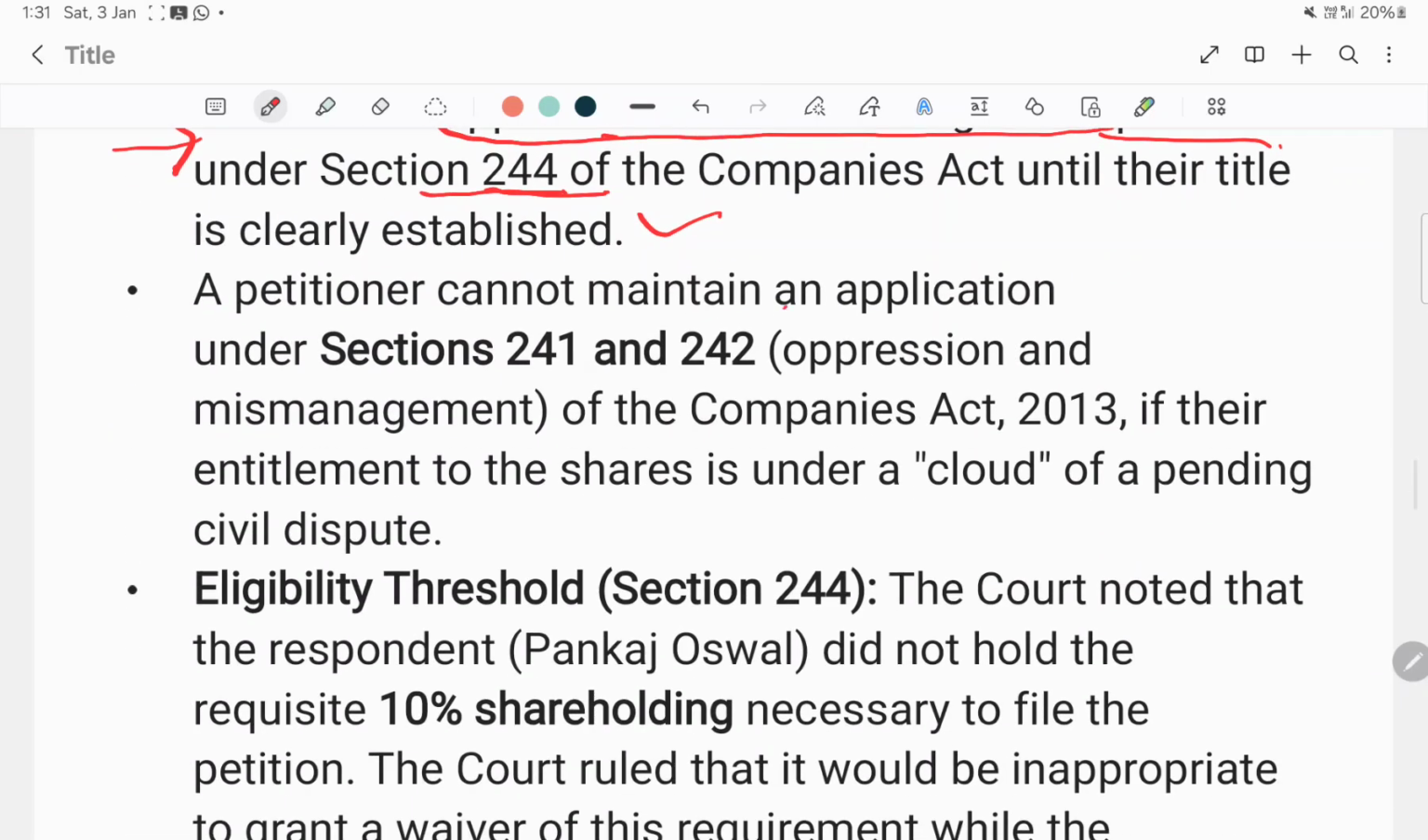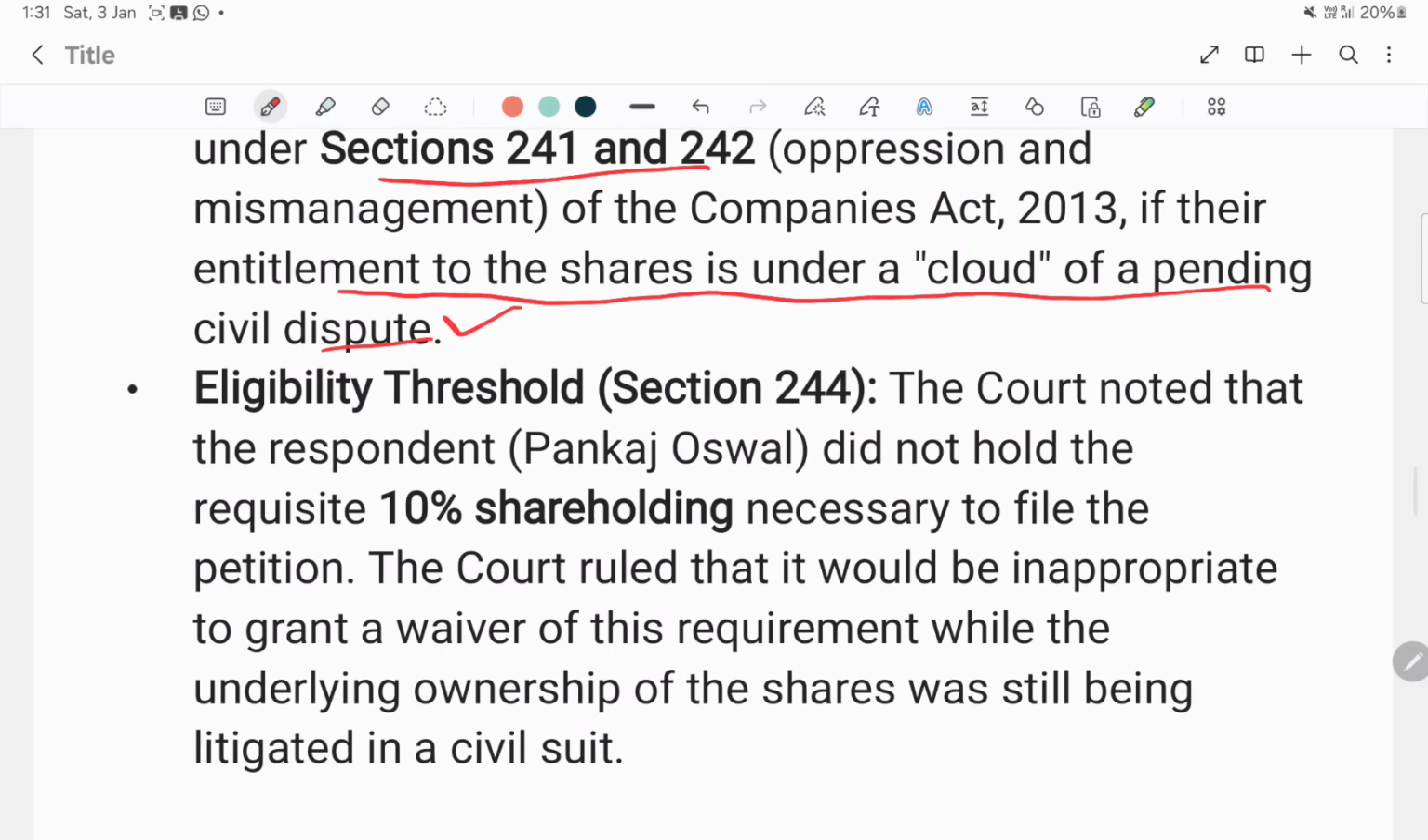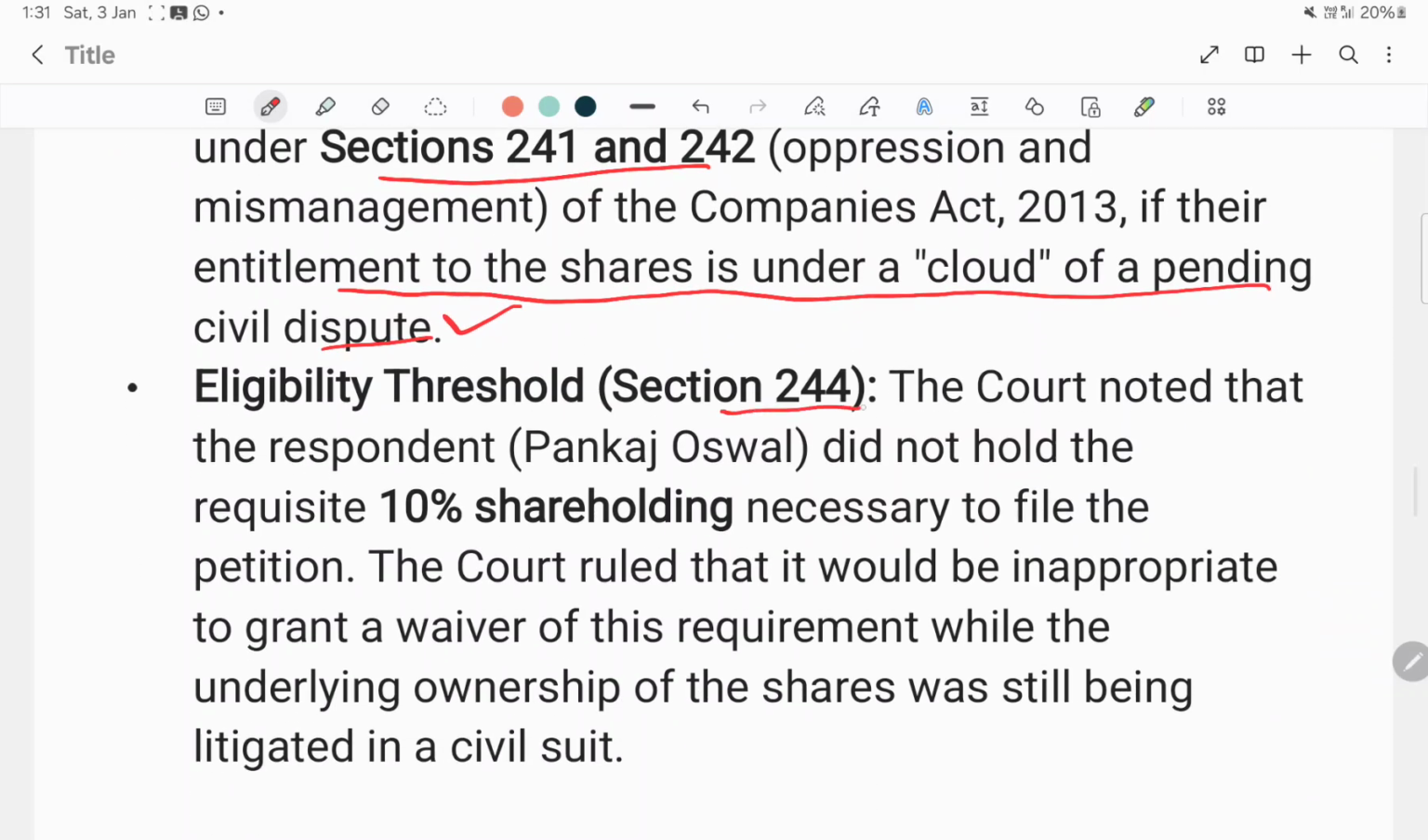The petitioner cannot maintain an application under Sections 241 and 242, Oppression and Mismanagement of the Companies Act, if the entitlement to the shares is under a cloud of pending civil dispute. So there must be some eligibility threshold under Section 244. The court noted that the respondent Pankaj Oswal did not hold the requisite 10% shareholding necessary to file a petition. The court ruled that it would be inappropriate to grant a waiver of this requirement while the underlying ownership of the shares was still being litigated in a civil suit.